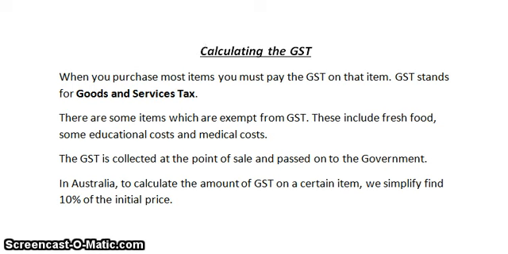They include fresh food, some costs involved with your education, and medical costs. Now, the GST is collected by the vendor at the point of sale, and he or she must pass it on to the government. In Australia, to calculate the amount of GST on a certain item, we simply find 10% of the initial price of that item.